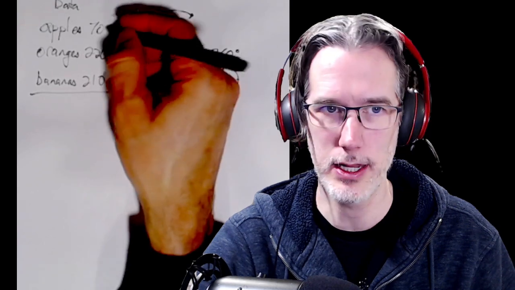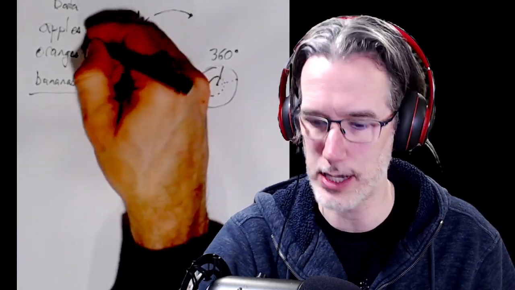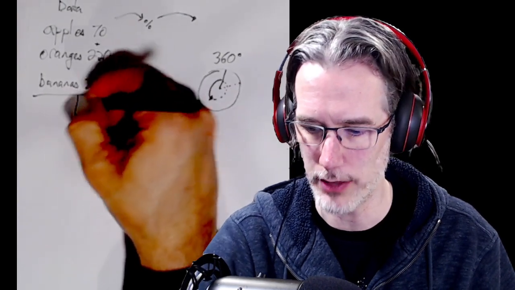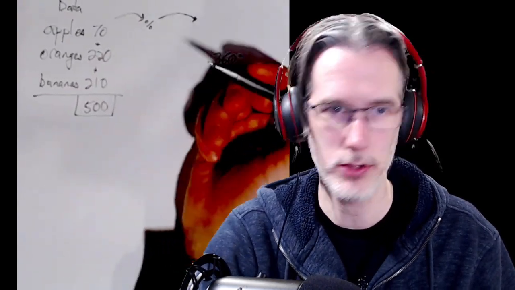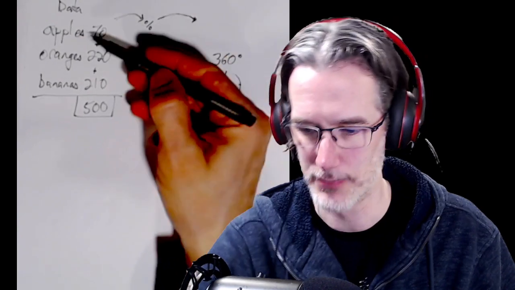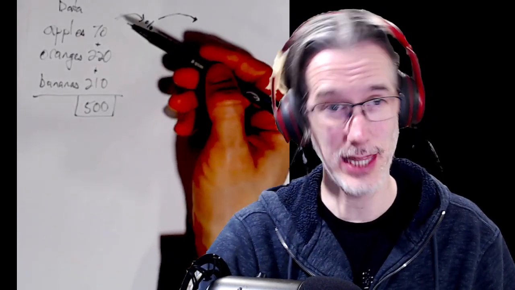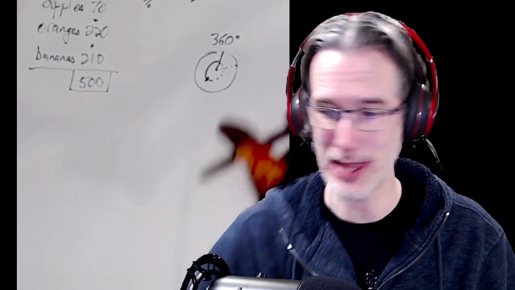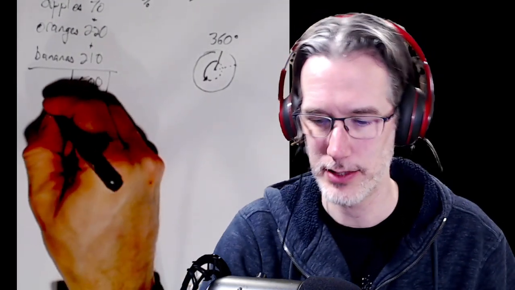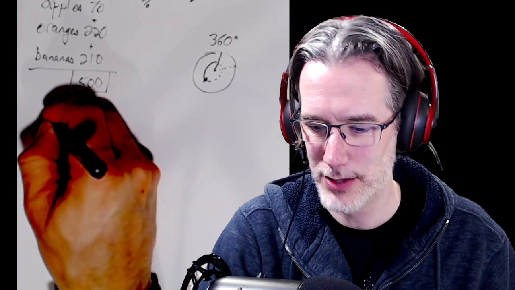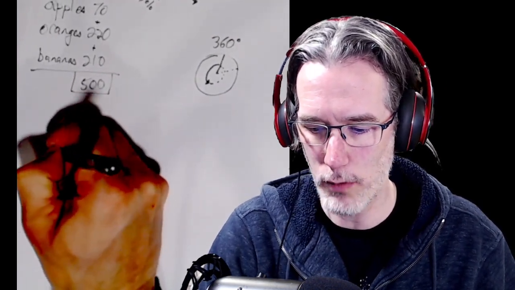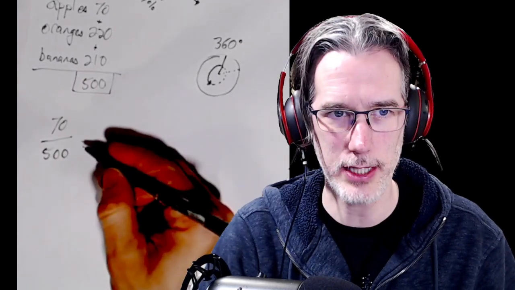So the first trick is you need to find the total of your data. You just add them all up, and we end up with 500. So we surveyed 500 people, let's say, and 70 of them liked apples. How much of a circle is that? Well, you set it up like a fraction. You ready? Let's do this. I love my fraction math. So 70 out of 500, that's 70 over 500, just like that.